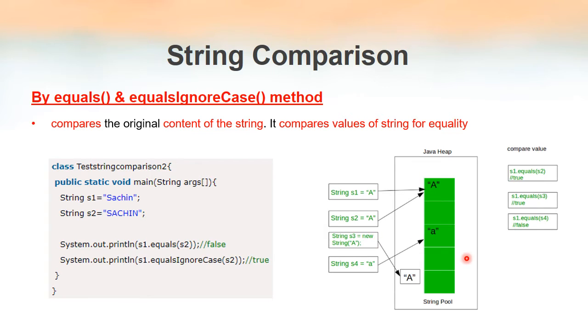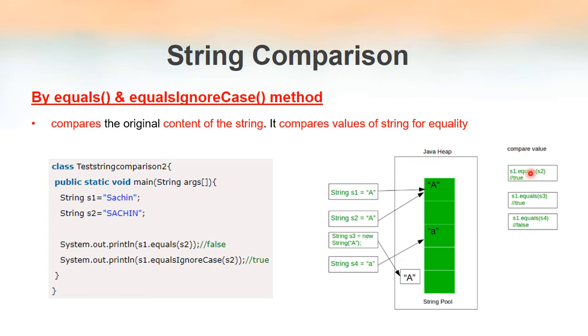Then we are using the new keyword for creating an object, so that object will be created inside the heap memory but outside the string constant pool. Again for S4, when this string literal is created, the JVM will check inside the constant pool to search for the value A, but it is not there. A new string value A will be created inside the string constant pool.